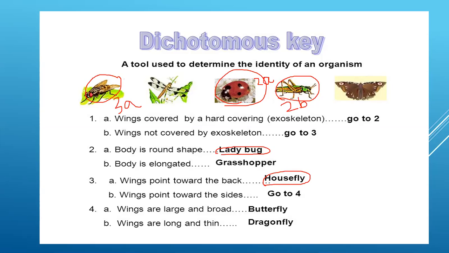In question 4, we again have two parts, A and B. In one part, it is given that the wings are large and broad. Of course, one organism has wings that are large and broad, so this will be 4A. And the other one is wings long and thin. This will be 4B. So it is a dragonfly. So this is how you are going to work with the dichotomous key.